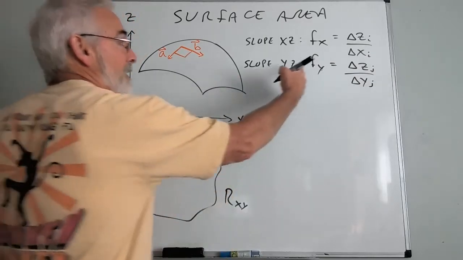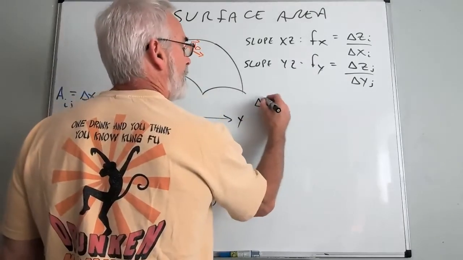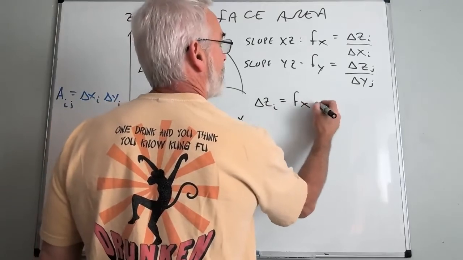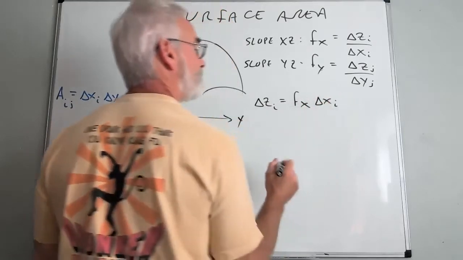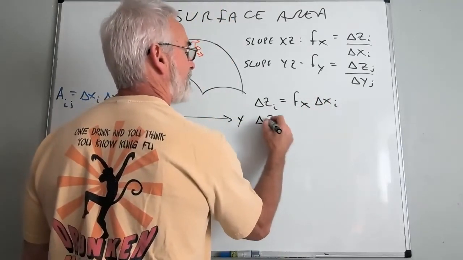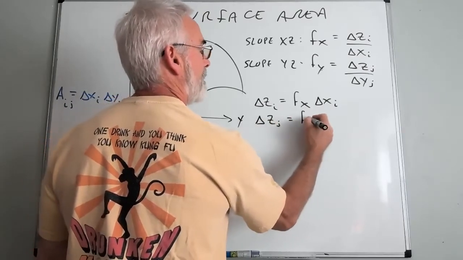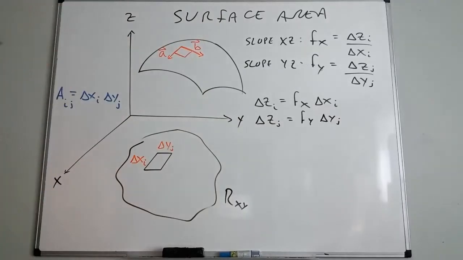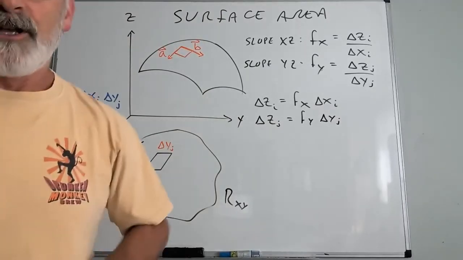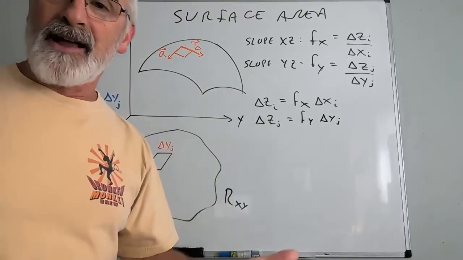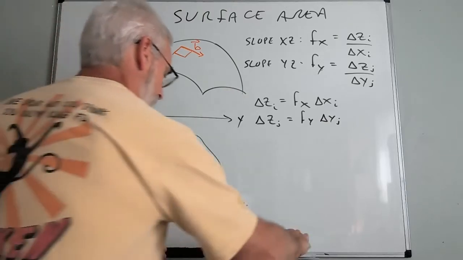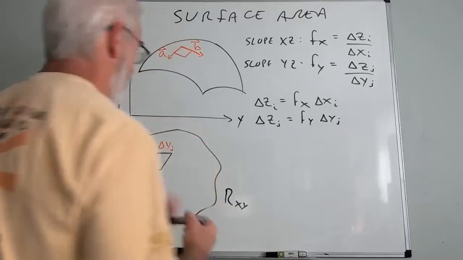Well, what does this tell me then? This tells me that delta zi is fx times delta xi. This tells me that delta zj is fy times delta yj. And this will help me now so I can describe my A vector and my B vector. This is actually very, very simple at this point. I'm going to have to erase this in a minute.